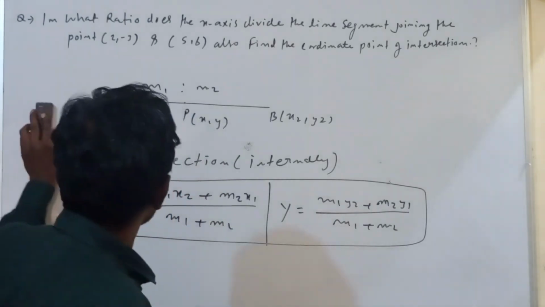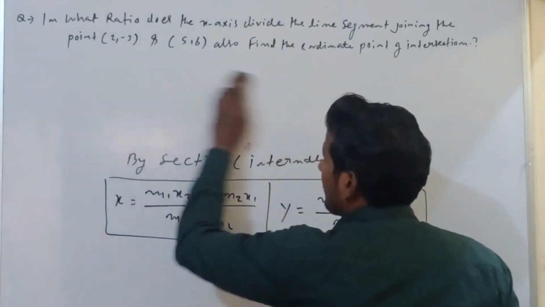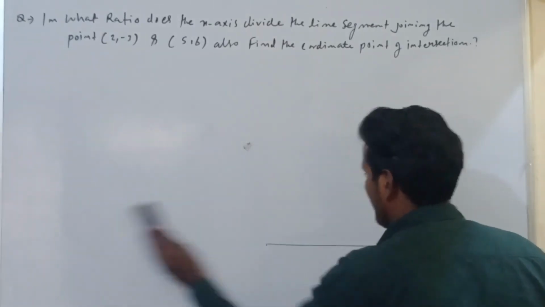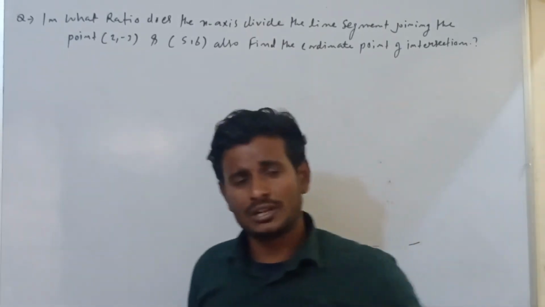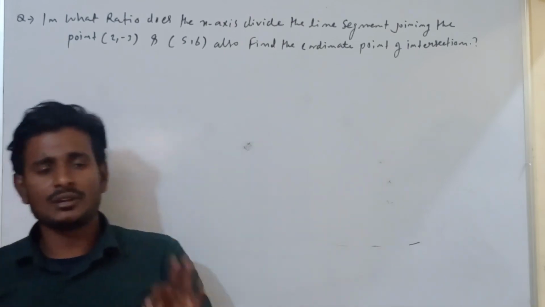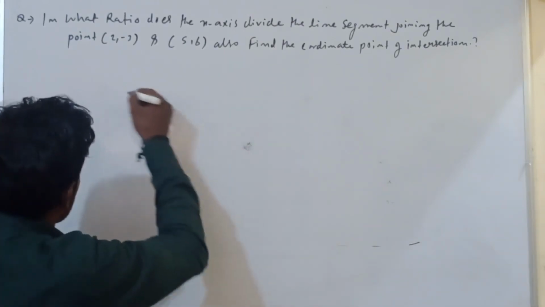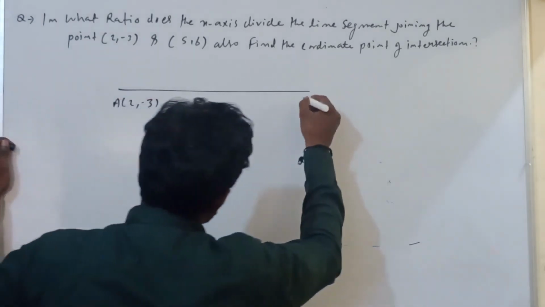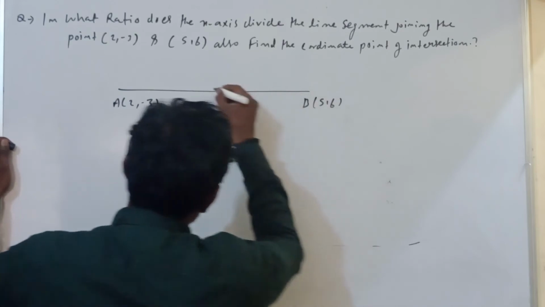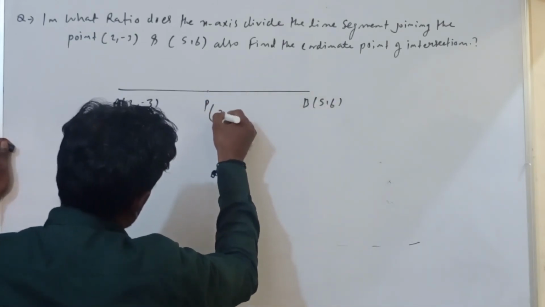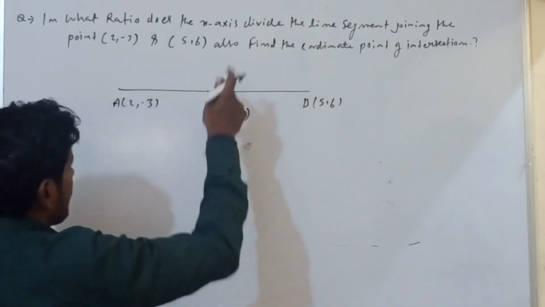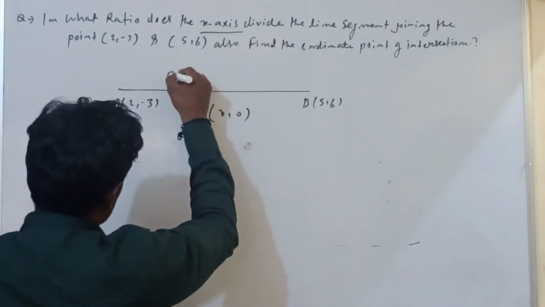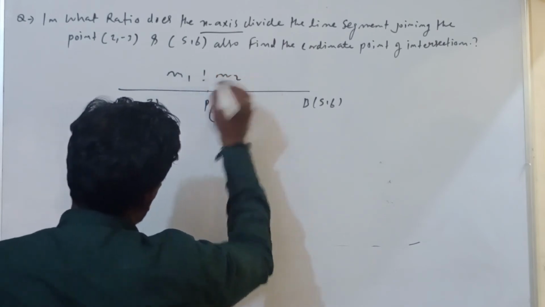Now, if the point lies on the x-axis, as you know, if any point lies on the x-axis, the coordinate of y always becomes 0. So for the given question, (2, -3) and (5, 6), let a point P have coordinates (x, 0), because the point lies on the x-axis, so the coordinate of y is 0. Now it divides in the ratio m1:m2.